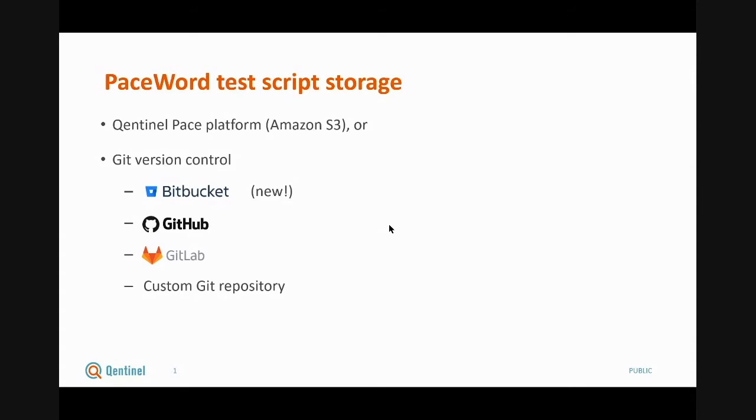If your Git repository is hosted somewhere else, you can still use it for running tests in Qentinel Pace by selecting it as a custom Git repository. Let's see how this works.